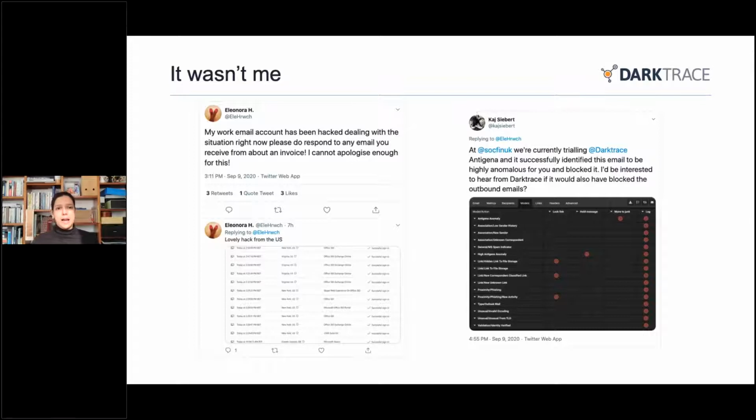This is exactly what happened here. On the left-hand side, Eleonora did what she could when she realized that her email had been compromised. She took to Twitter, she took to the various social medias and tried to warn her colleagues, her business partners, to say, if you're getting an invoice from me, don't click on it. This is not from me. I've been hacked. I cannot apologize enough for this.